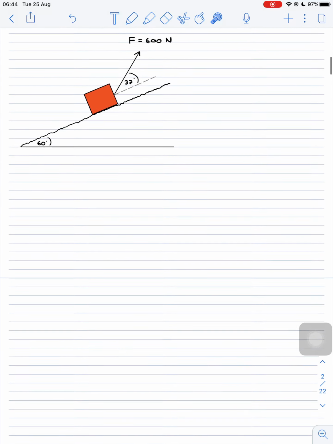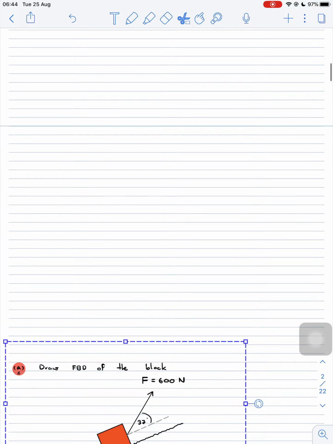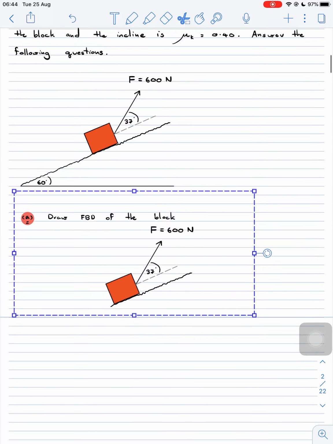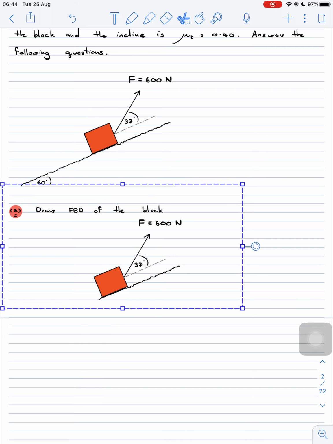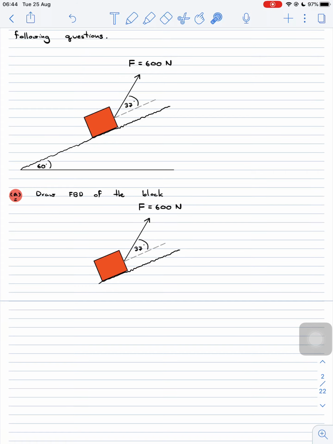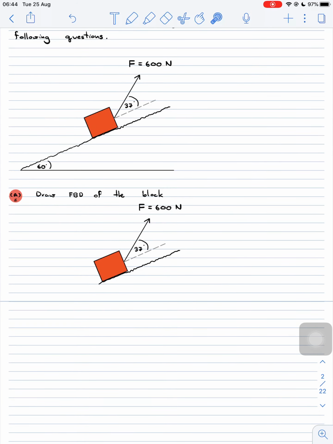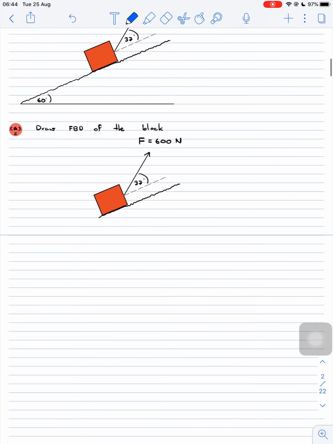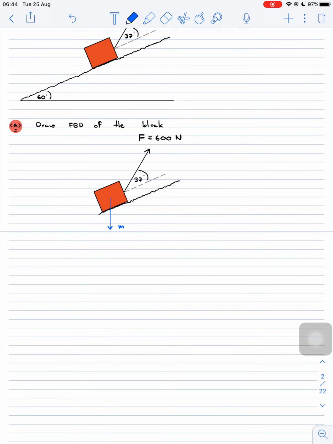So we have this picture already. Now for part A, draw the free body diagram of the block. So let's draw the free body diagram of the block. Now we have the force F already, equal to 600 Newton. So what else do we have? We must have the weight here. Let's say that the weight here equals m times g.